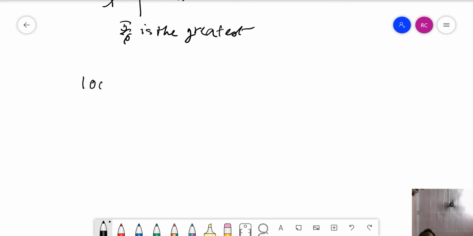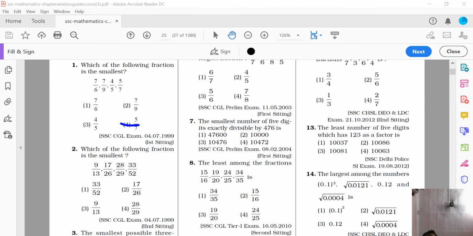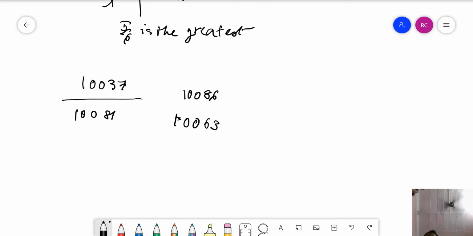So 10037, 10086, 10081, and 10063. Which one of them has 123 as a factor? All of them are close to the lowest 5-digit number, which is 10000. So I think we have to choose one of the four, which one of them is divisible by 123.